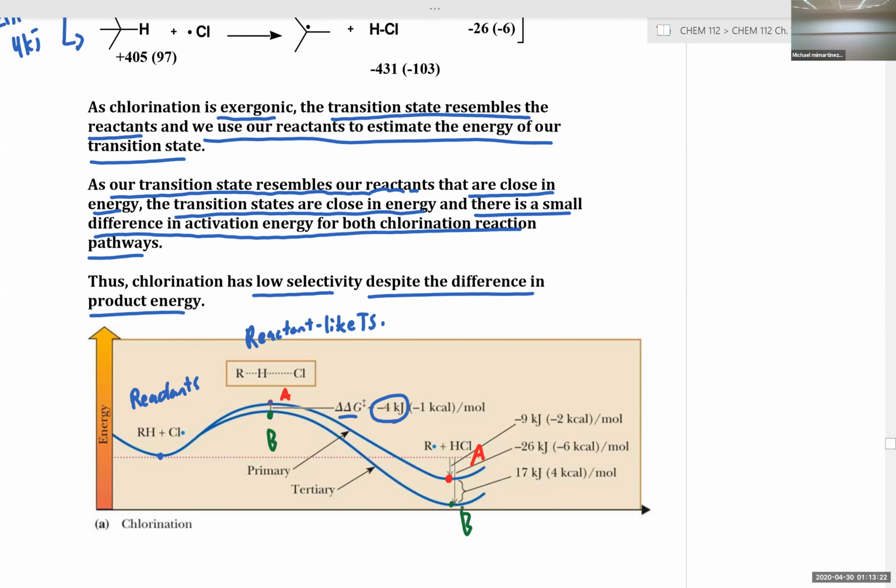So even though A and B are very different in terms of energy, even though our products are different in energy, does that matter in this reaction at all? Does that matter for our selectivity for this exergonic process? Does this matter for our selectivity when the reaction is exergonic? Do we care about our products? So selectivity is whether we form A or B.